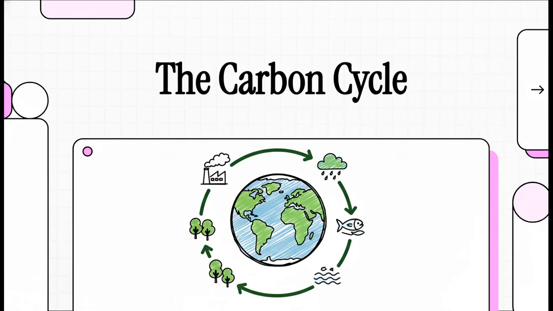Hey everyone, and welcome. Today we're going to talk about the carbon cycle. It's this enormous, totally invisible system that moves the most basic building block of life all across our planet. You can think of it as Earth's circulatory system, or maybe its breathing system, and it operates on a scale that is just mind-boggling. All right, let's get into it.